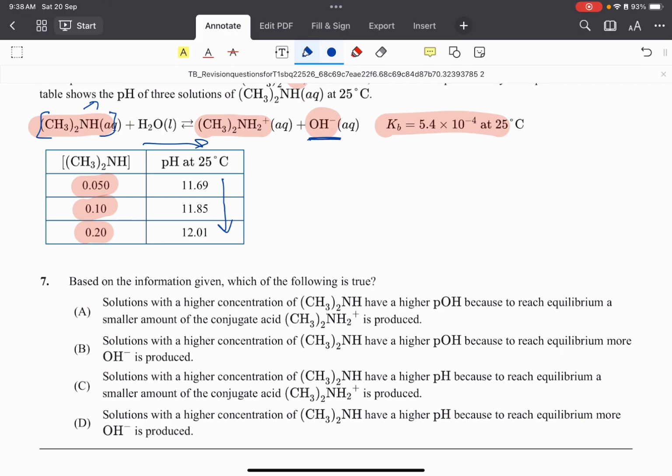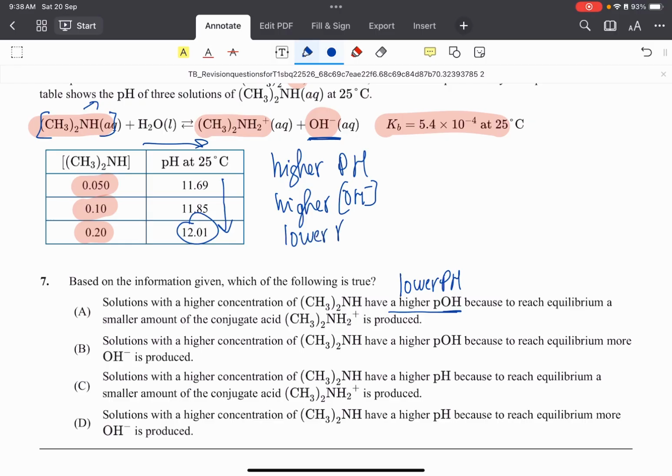Solution with higher concentration has a higher pOH. Pause. Higher pOH means a lower pH. No, here we said it has a higher pH. So it's going to have a higher pH or higher OH minus concentration, in case they mention this, or a lower pOH.